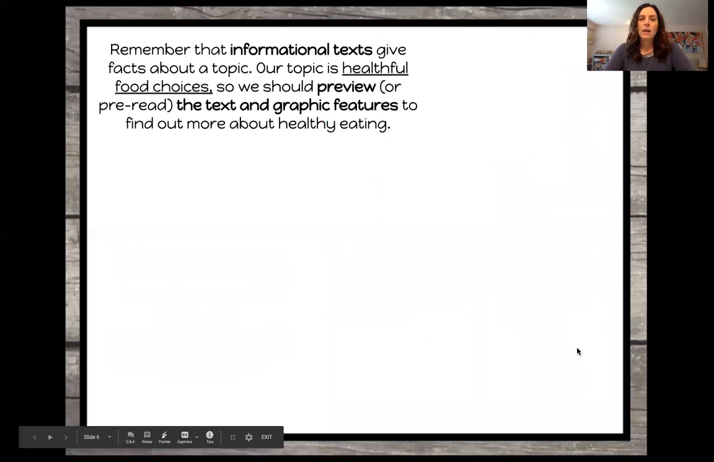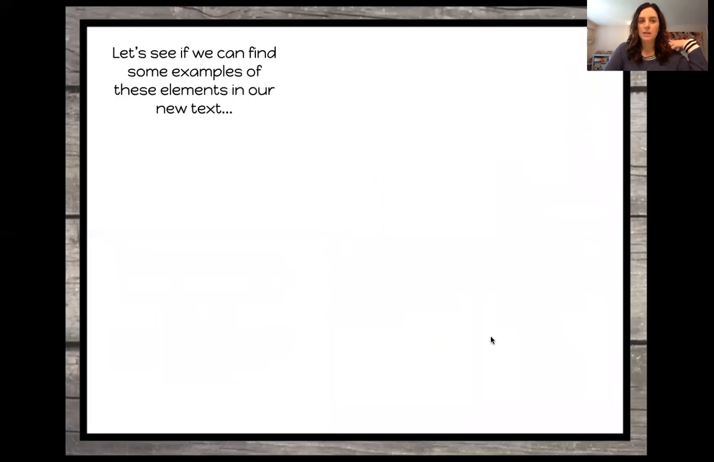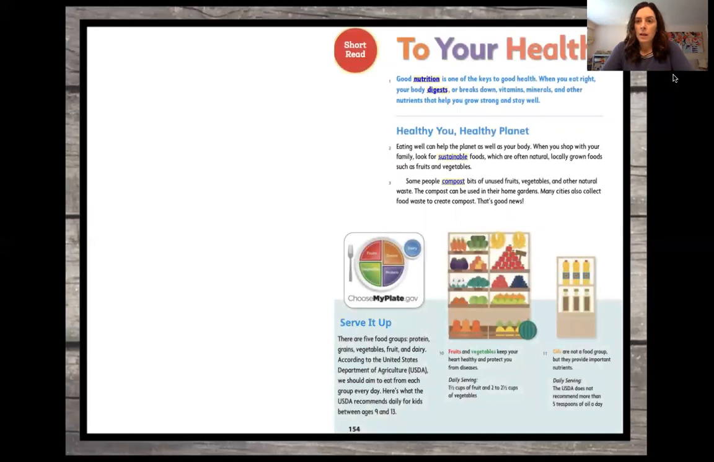So remember that informative texts are meant to give facts about a topic. Our topic that we are starting is healthful food choices. So what we're going to do is preview or pre-read the text and the graphic features to find out more about healthy eating. Let's see if we can find some examples of these elements in our new text. Here we have the first page in the new text, and I'm going to pre-read, which means I'm not going to start right away reading the main body of the text. I'm going to start and look at all of the other things that are on the page so that I can get meaning before I even start to read the main body.